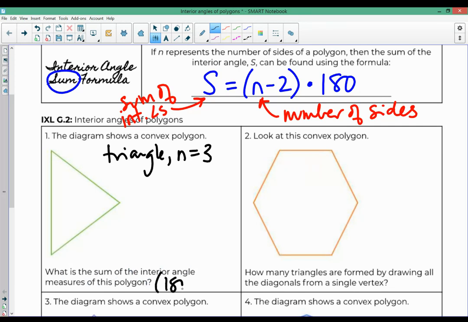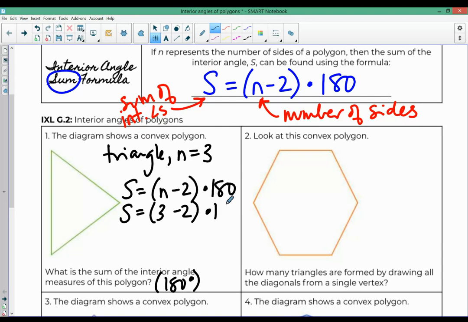So we should already know that that's 180 degrees from prior knowledge. We did a couple of chapters on all of that, but we'll show you why it works. So using this formula, S equals n minus 2 times 180. I'll plug in 3 for n. So that's 1 times 180, which is 180 degrees. So the interior sum of the angles is 180 degrees.